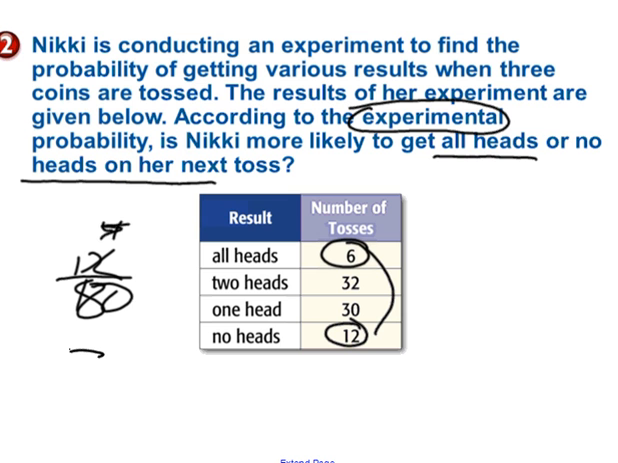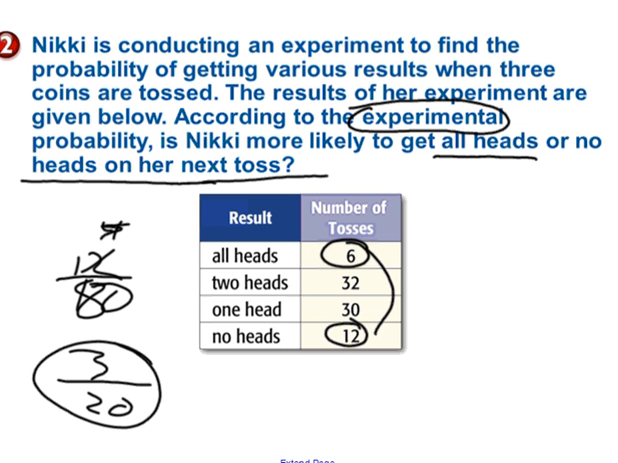4 can go in there 3 times. 4 can go into 80 20 times. So it's 3 out of 20 was the experimental probability. The theoretical probability of getting all heads or no heads should be the same. She's tossed it 3 times, so it'd be 1 out of 2 times 1 out of 2 times 1 out of 2, which is 1 out of 8 is the theoretical probability.